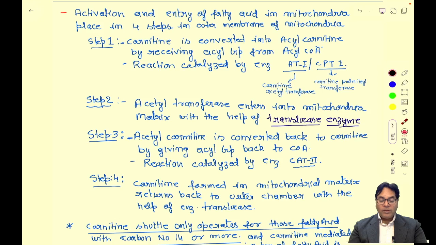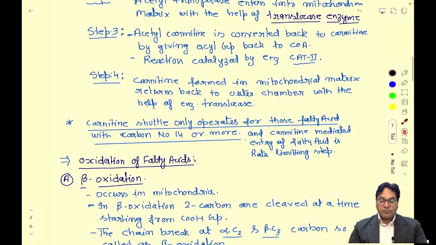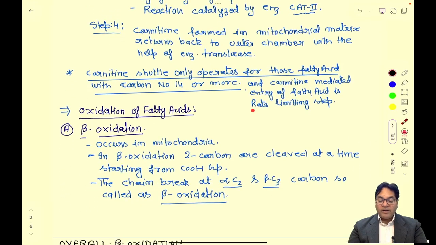So there are four steps for the activation and entry of the fatty acids inside the mitochondria, so that the further beta oxidation process can be carried out. Now it is a rate limiting step, carnitine mediated entry of fatty acid. Now when we go for oxidation, there are four important types of oxidation. I will start with beta oxidation.